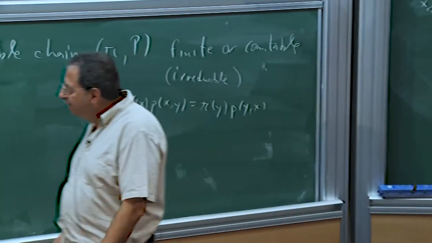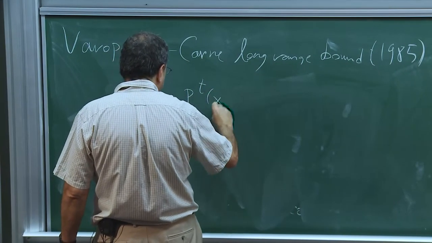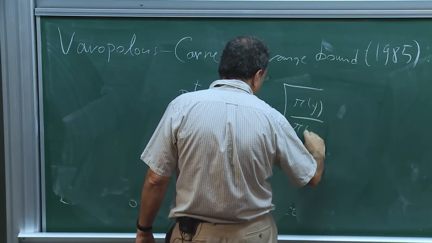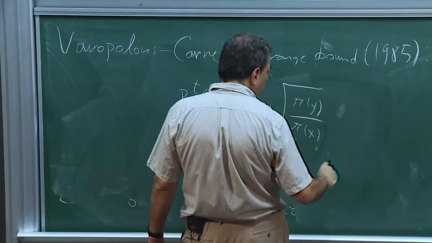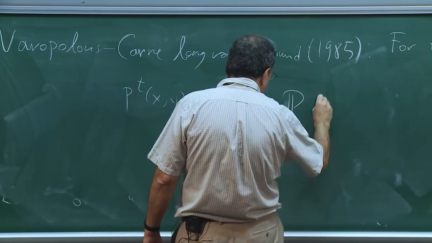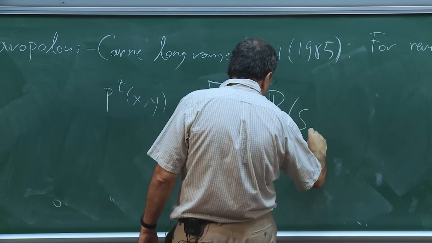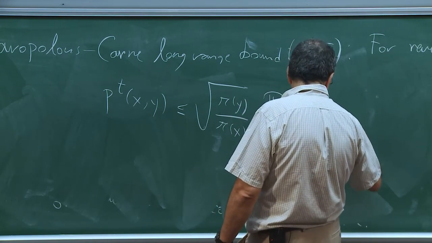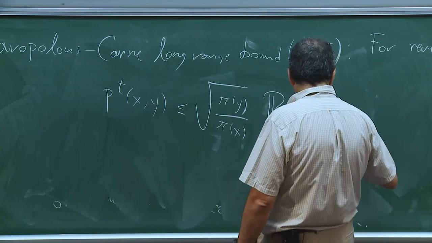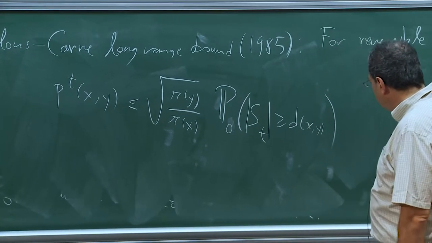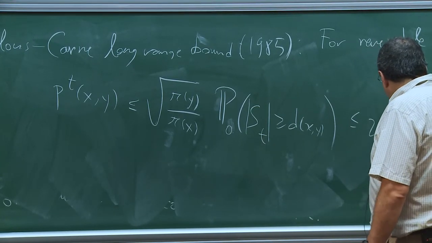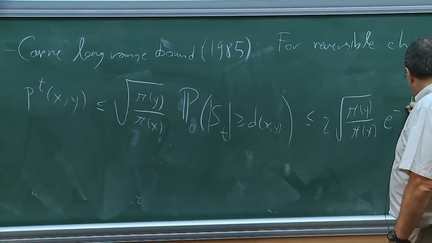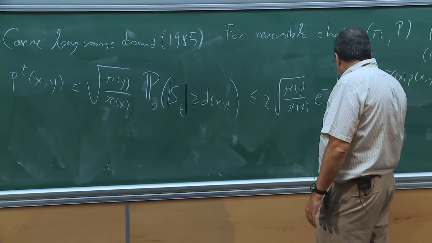So that's reversible. And then the inequality says that p_t(x,y) can be bounded as follows. So square root of, there is a less important factor in the front, this ratio of transition probabilities with square root. And then an important factor. Let me write it and then explain. So 2 root pi y over pi x, e to the minus distance squared from x to y over 2t.